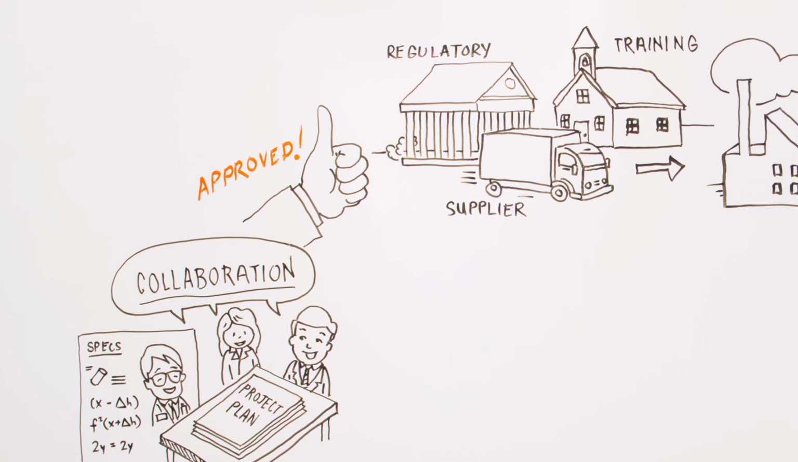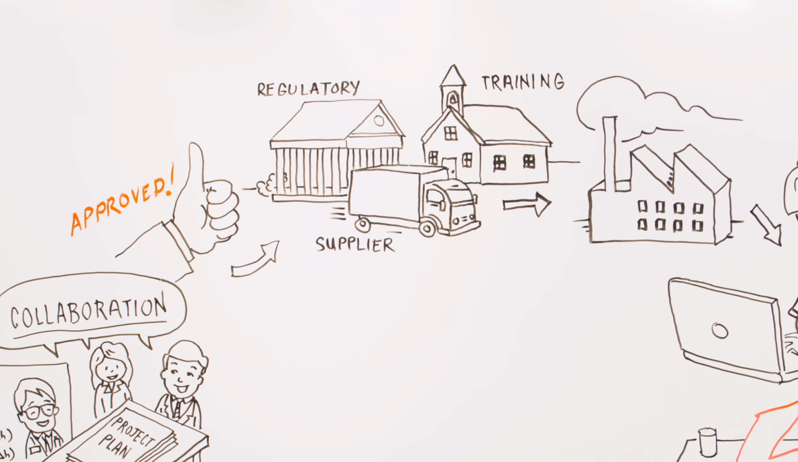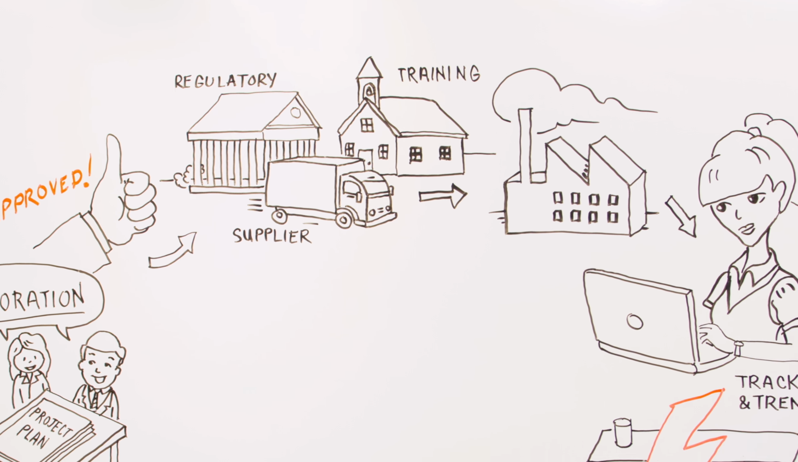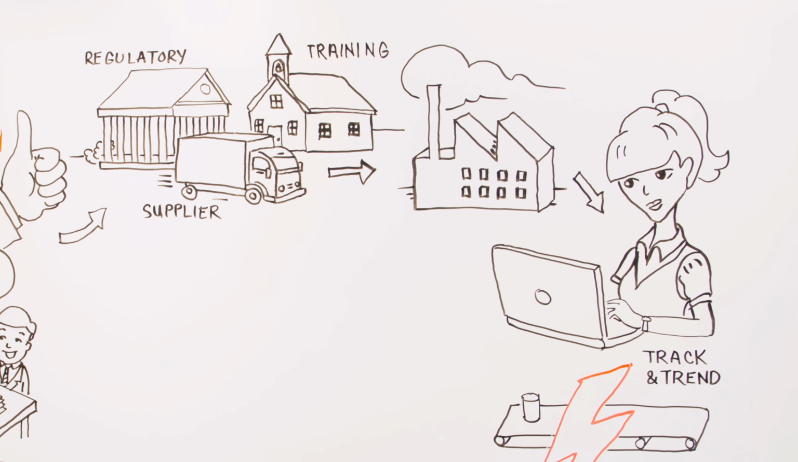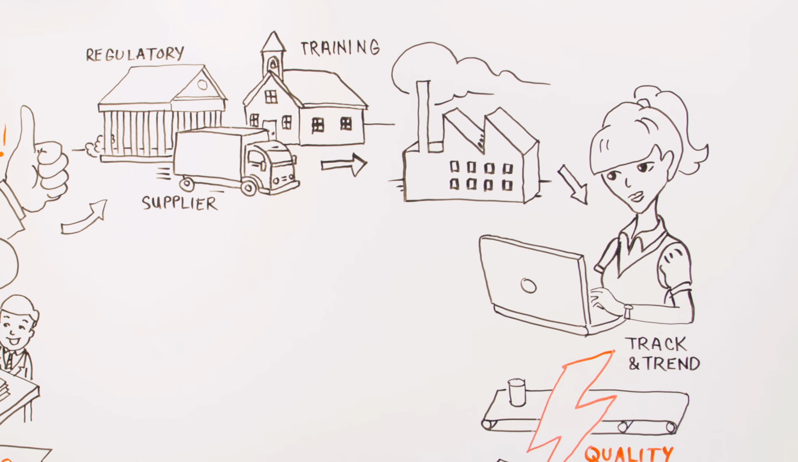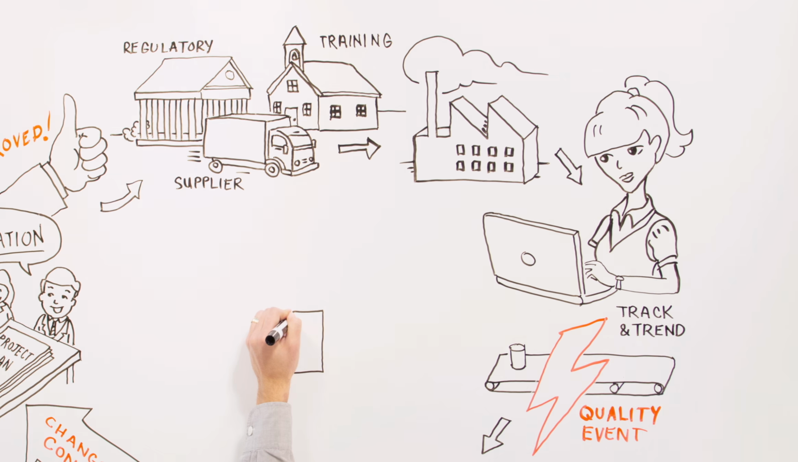You'll collaborate with your team, go through the change control process, disseminate a revised specification to your suppliers, and your team will need to be trained again on the new specification and process. When you think about all the things that are occurring here, it can be overwhelming. That's where MasterControl comes in.